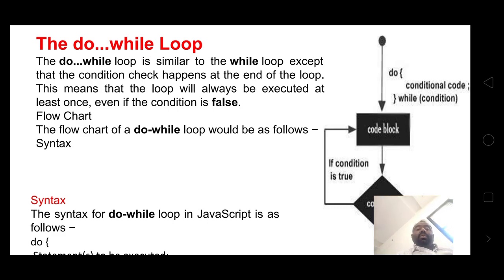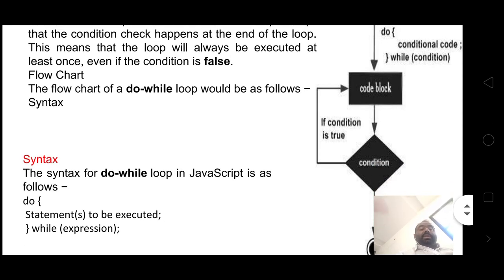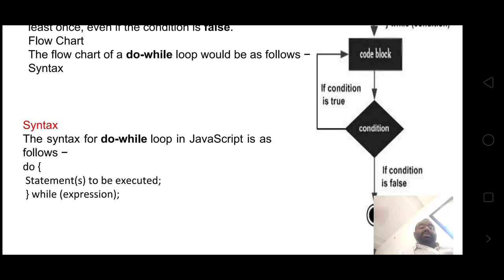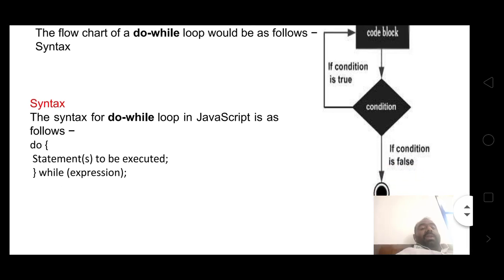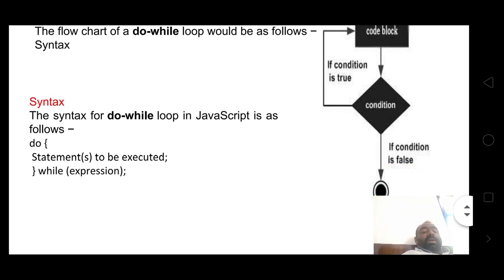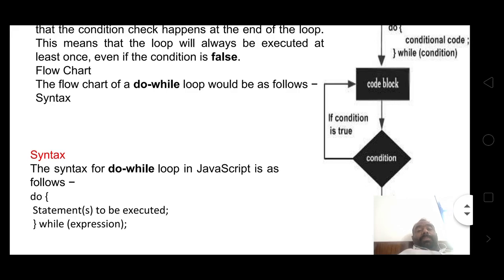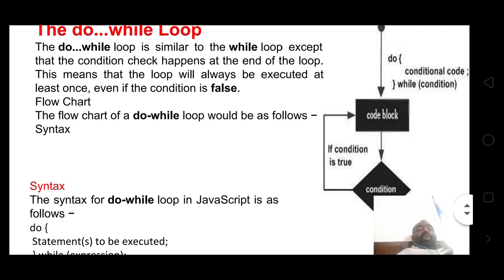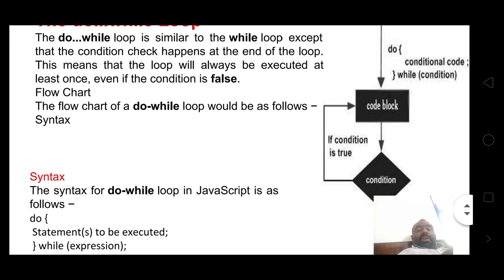The flowchart of a do while loop here. Do code while condition. The code block is executed first, then check the condition, and if the condition is true, go back to the code block. If the condition is false, the loop exits. Here you see, even if the condition is false, the loop block is executed once, definitely.